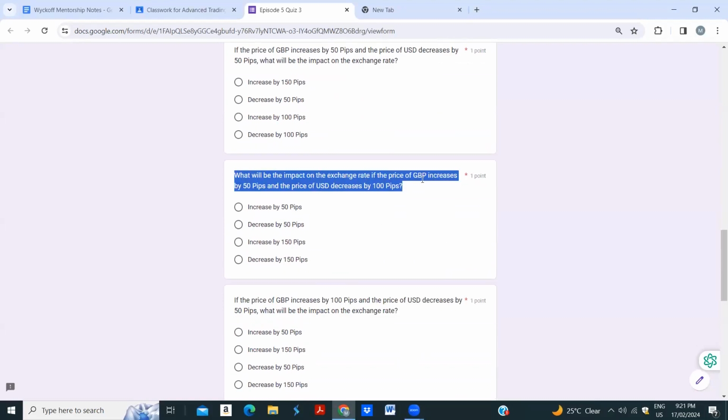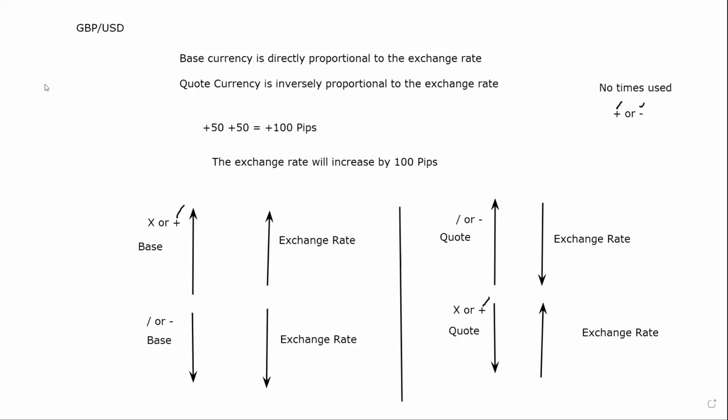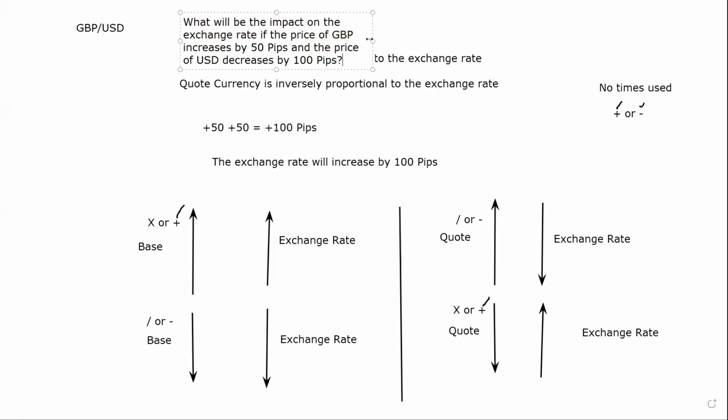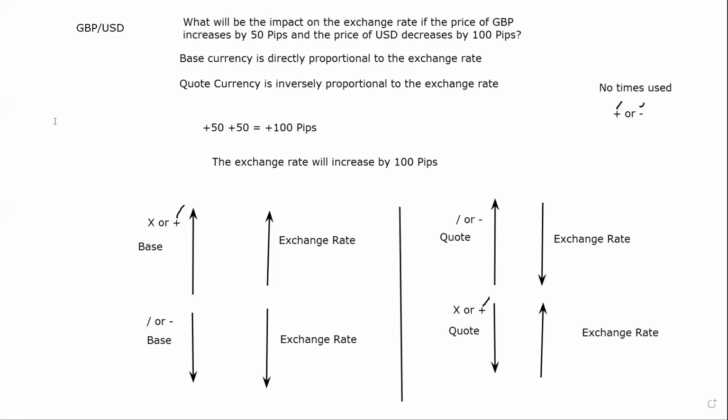Let's consider GBP USD as the exchange rate. What will be the impact on the exchange rate if the price of GBP increases by 50 pips and the price of USD decreases by 100 pips? Okay, let's do it. So we have a GBP USD exchange rate. There is no times used in this word problem, so we will use plus or minus operations. We will not use multiply or division.